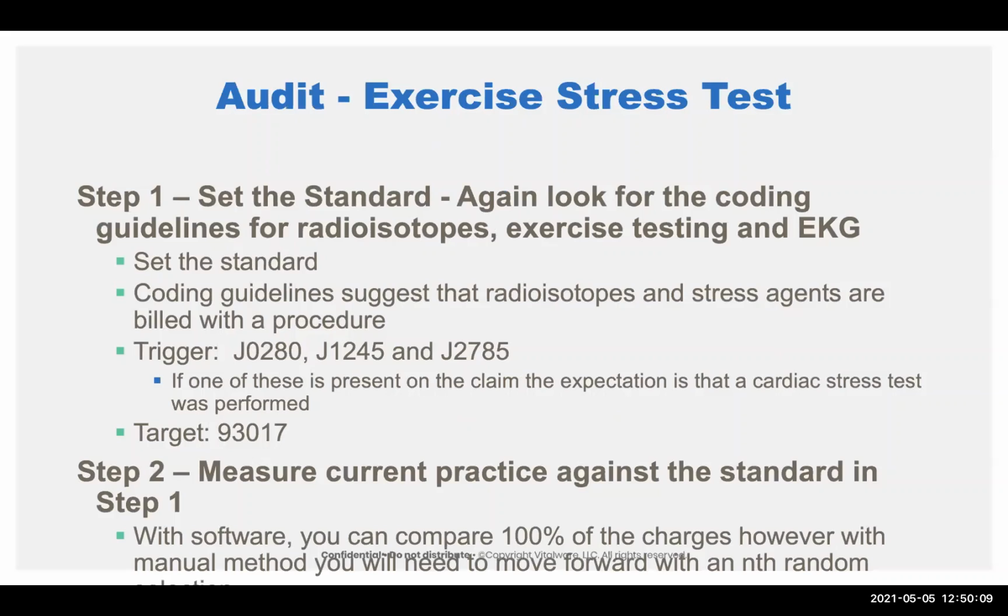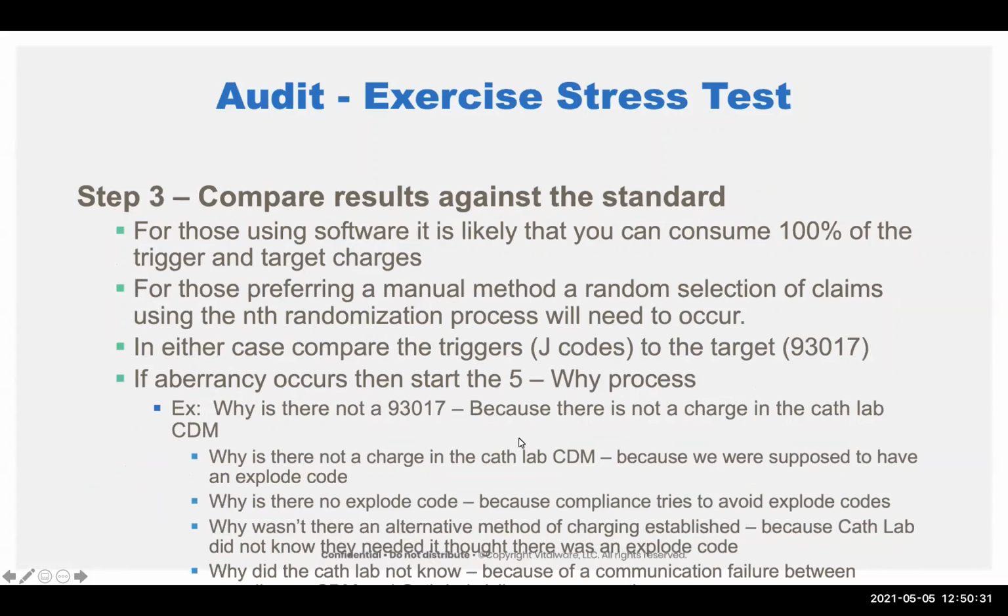So here's an exercise stress test. You look at the coding guideline. Coding guideline suggests that radiotype isotopes and stress agents should be billed with a procedure. Okay, and the procedure is 93017, stress test. If one of these is present on the claim, then which satisfies it? You measure the current practice against the standard, and is that really what's happening?